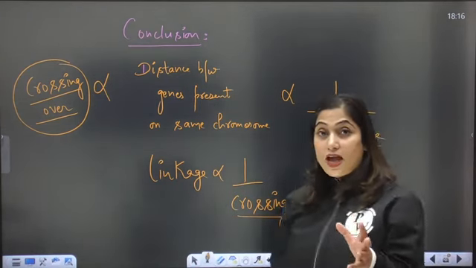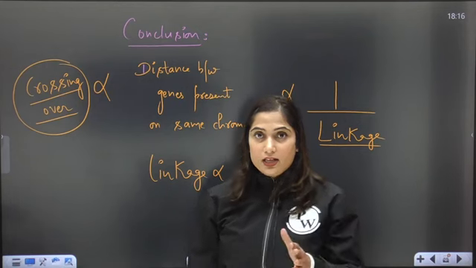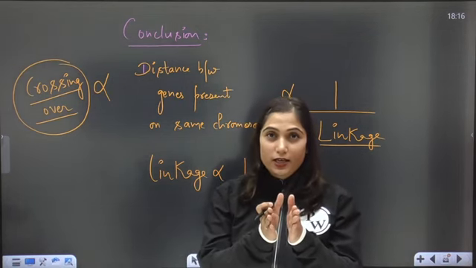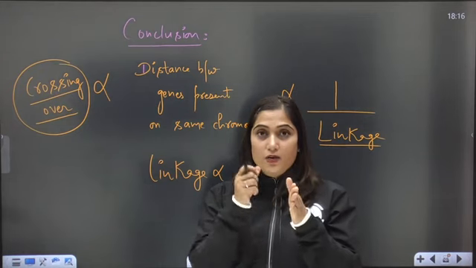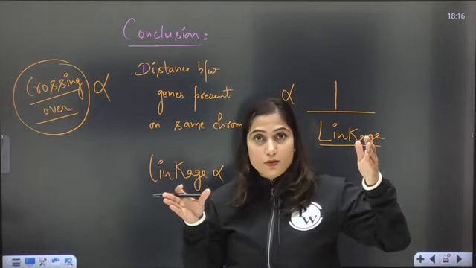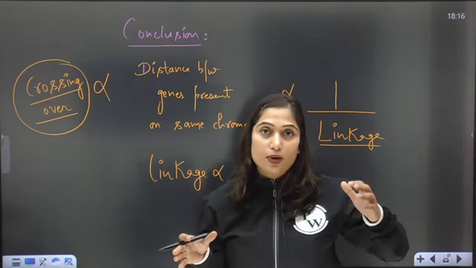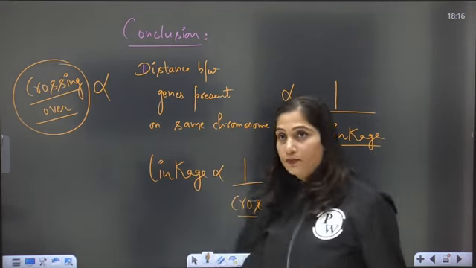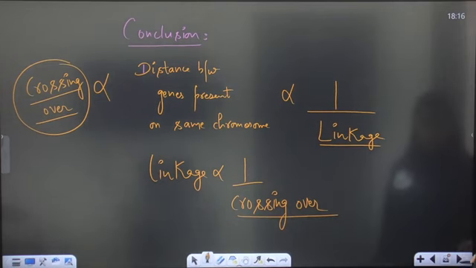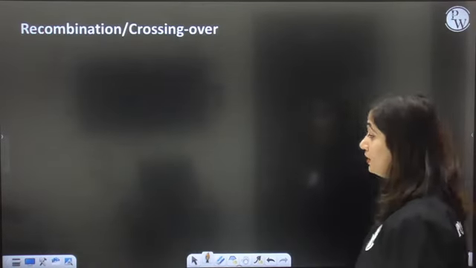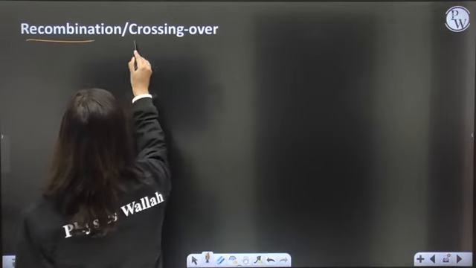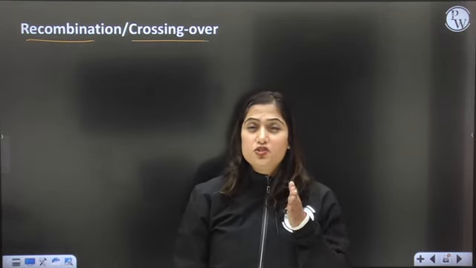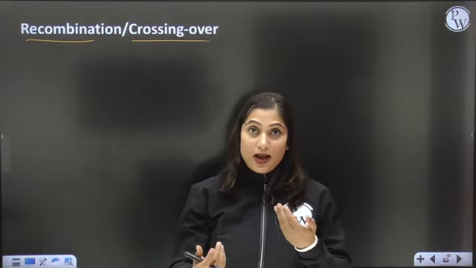So this says that the eye color gene and the body color gene are present closer to each other, and the linkage is tighter, and the eye color and wing type genes are present farther from each other, and the linkage is a bit lesser. Okay. Now, recombination and crossing over. Recombination and crossing over is the agency, the tool with which the linked genes can be separated and they can show recombination, right?